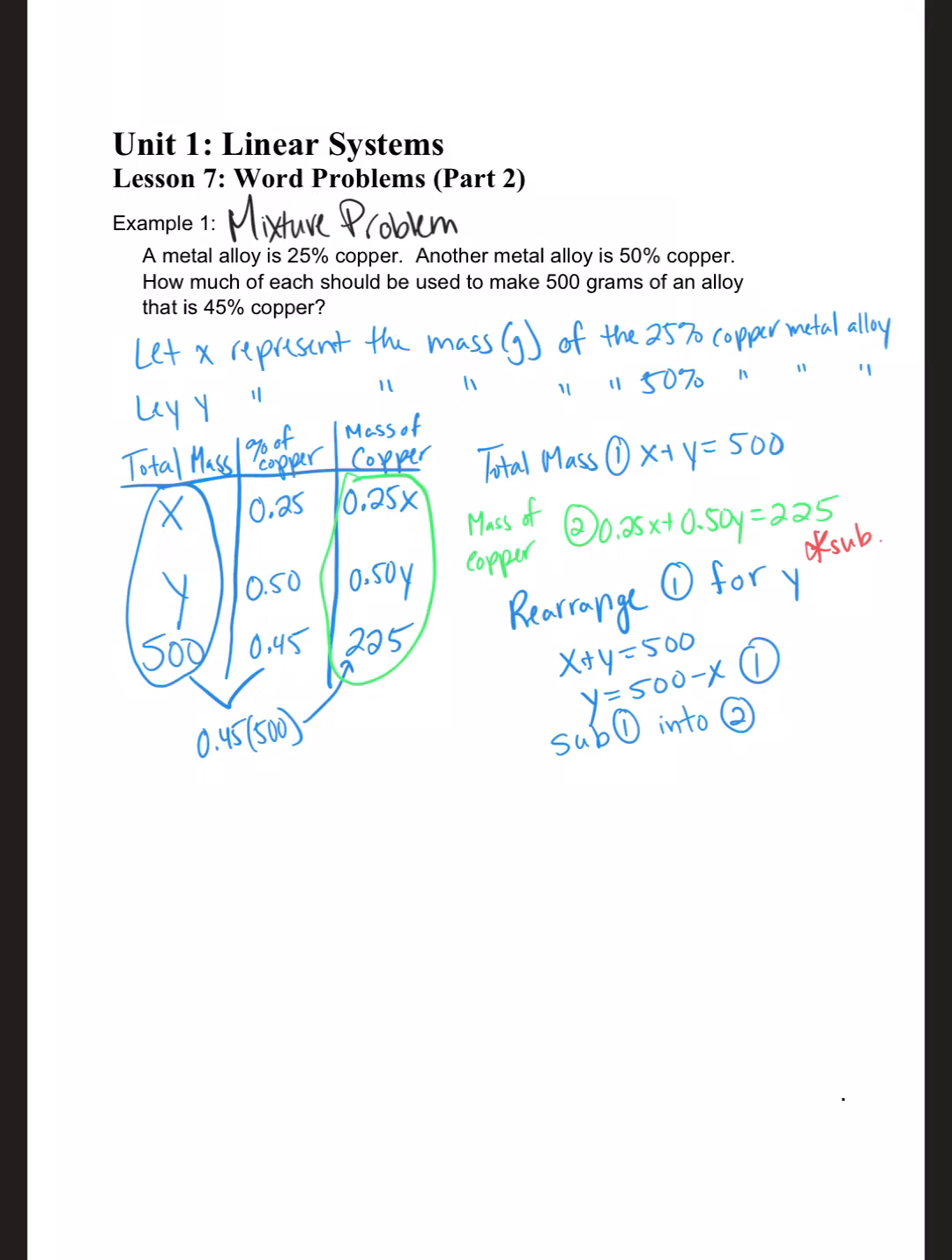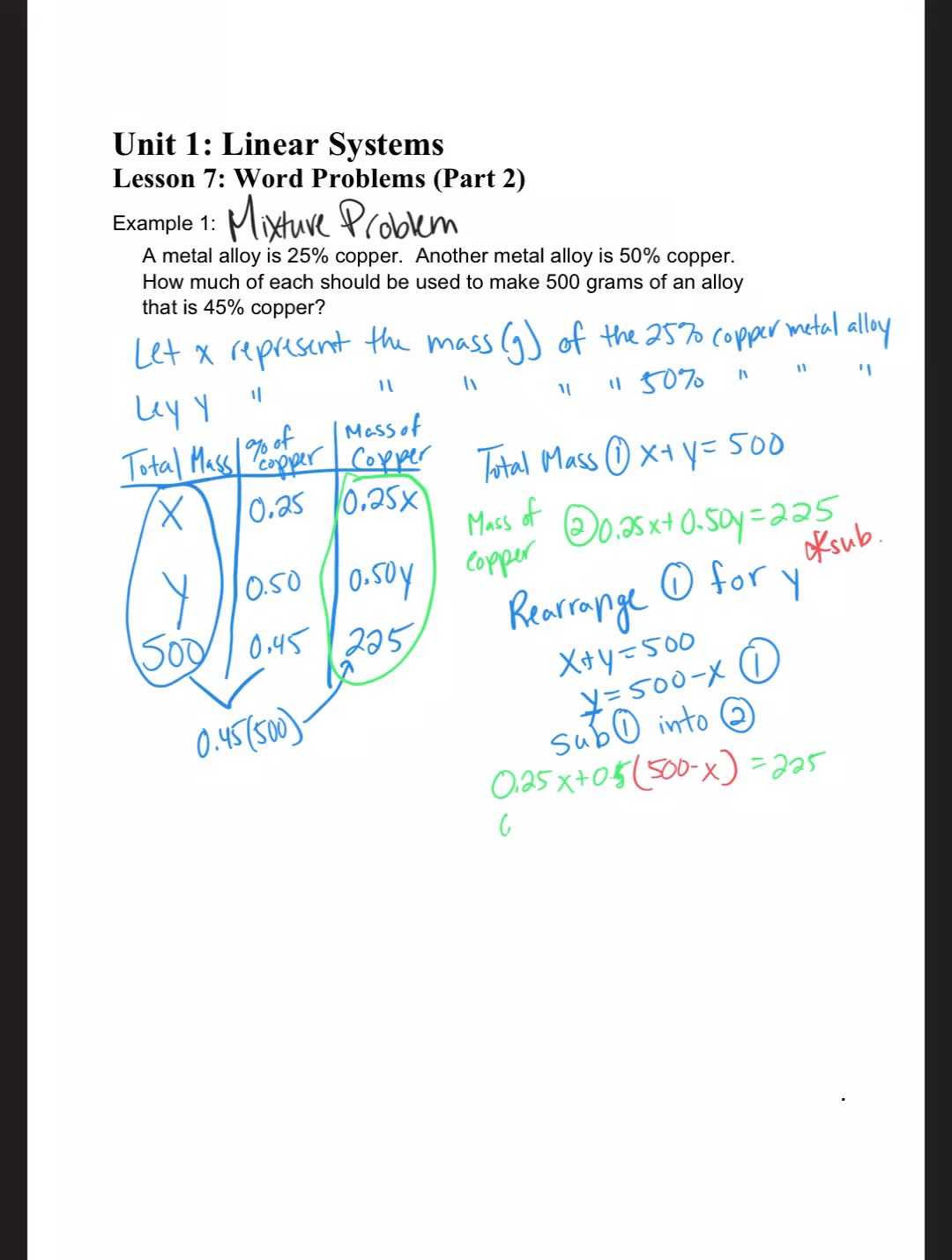Okay, so we're going to write our equation 2, but anywhere we see a y now, we're going to substitute in that 500 minus x. So we have our equation 2 is 0.25x plus 0.5, and then we usually have a y there, but instead of y, we're going to substitute in that 500 minus x, and that is going to equal 225. Okay, so now we have to simplify by expanding into our brackets.